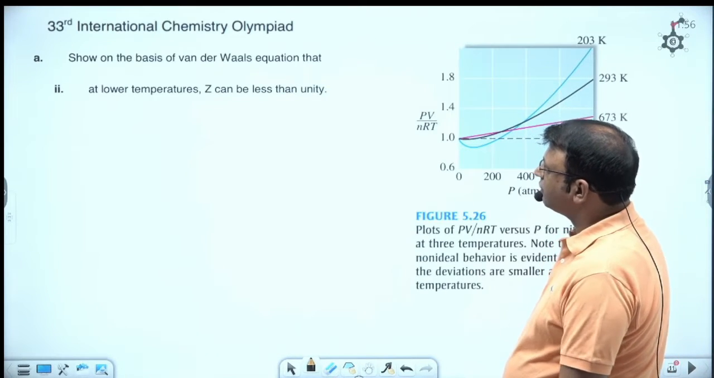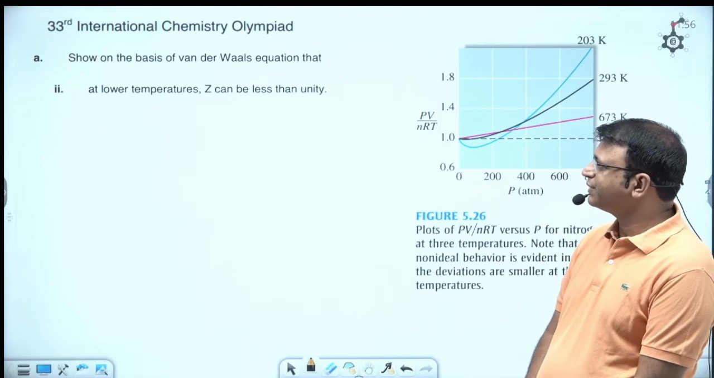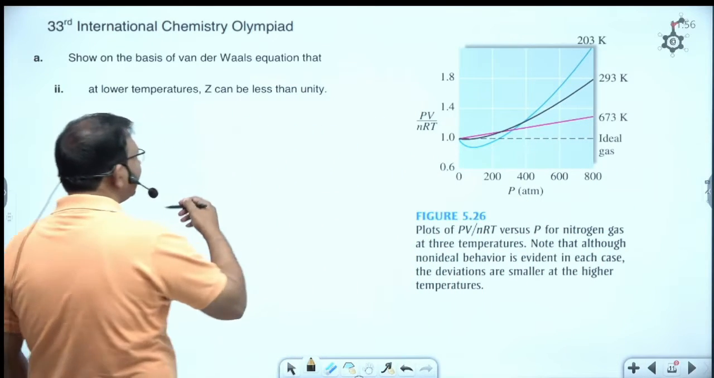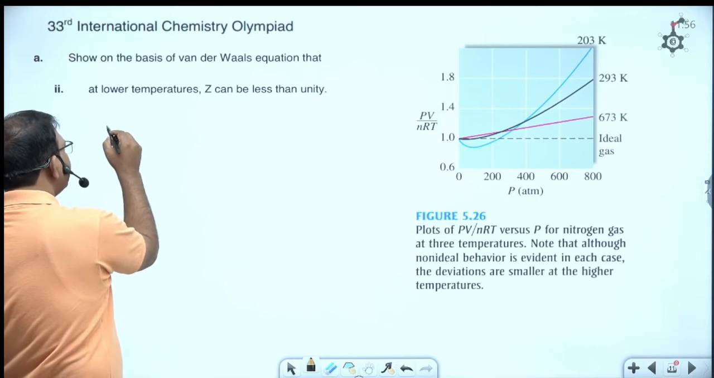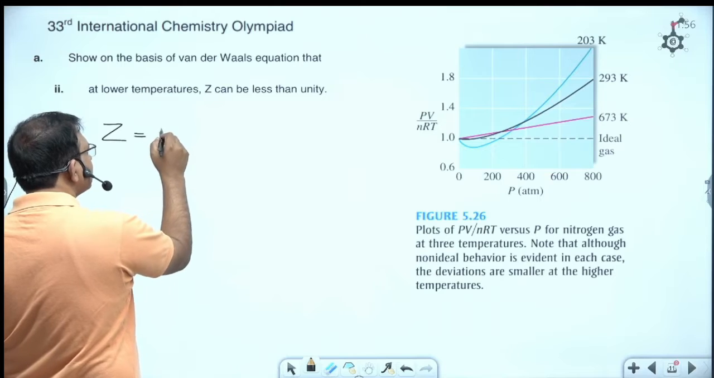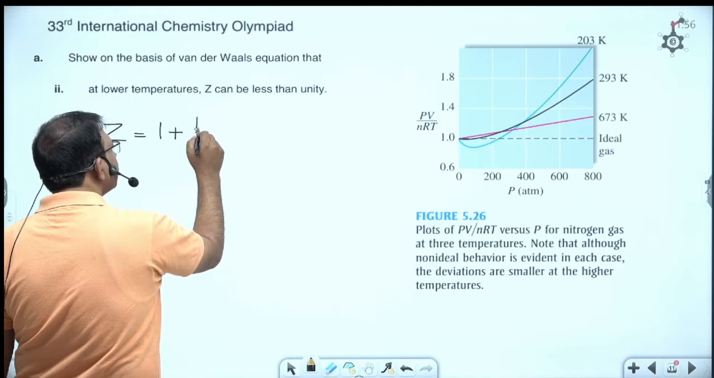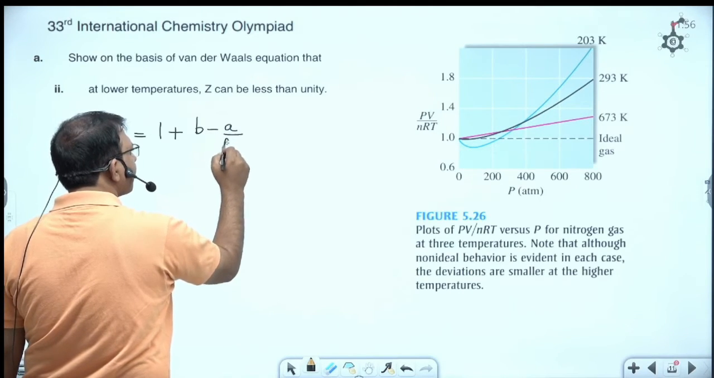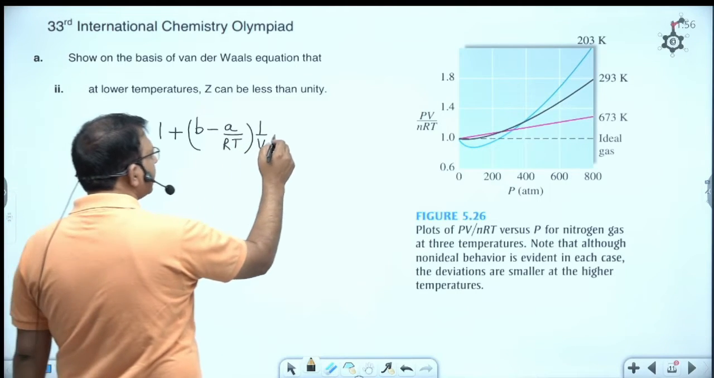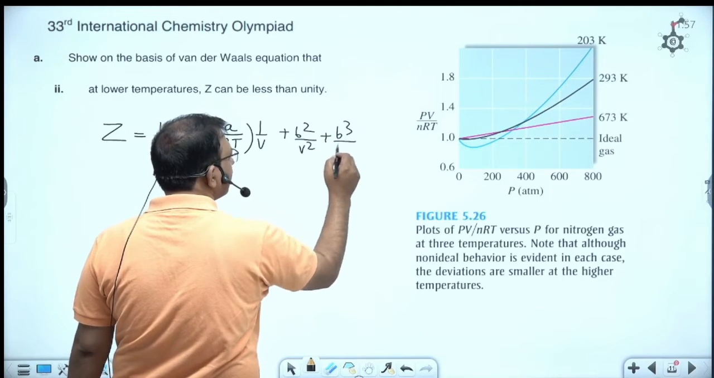second part of the first problem: show on the basis of van der Waals equation that at lower temperature Z can be less than unity. We have already discussed that at lower temperature Z is less than unity. If I write the virial equation for a van der Waals gas, we can write that Z is equal to 1 plus (B minus A upon RT) 1 by V plus B square upon V square plus B cube upon V cube.